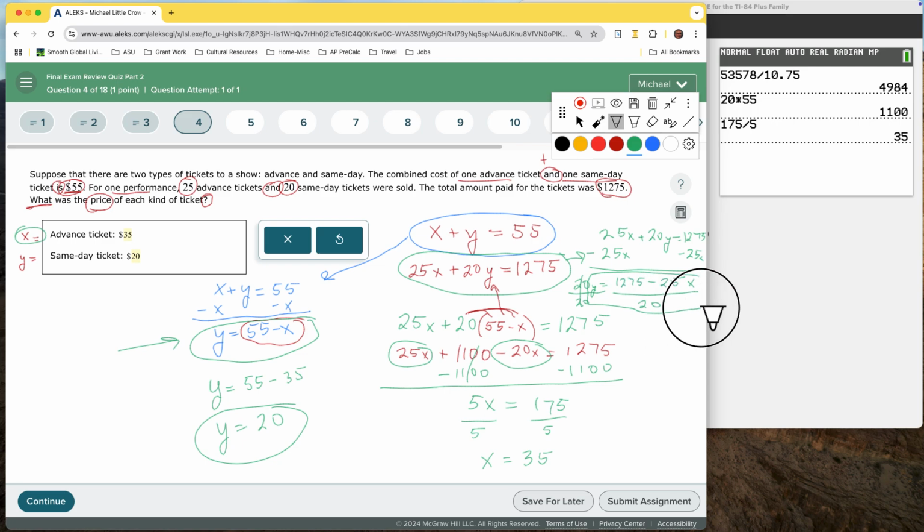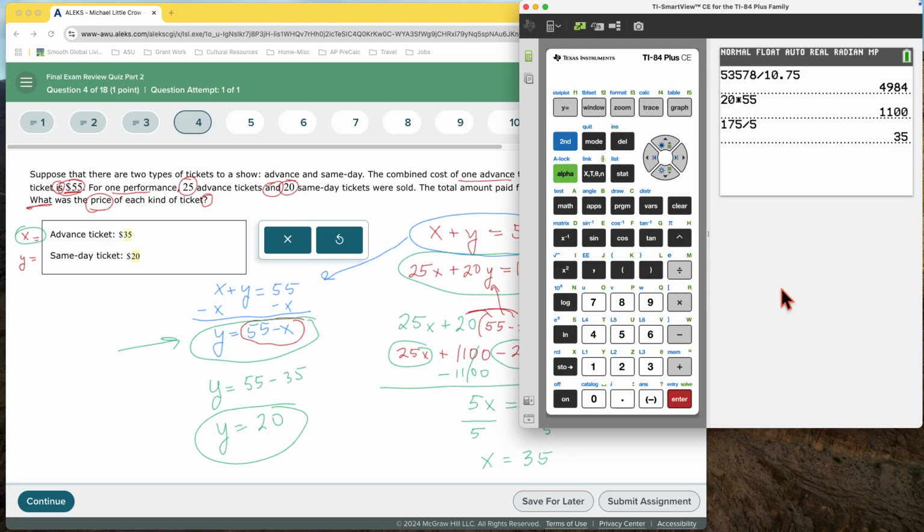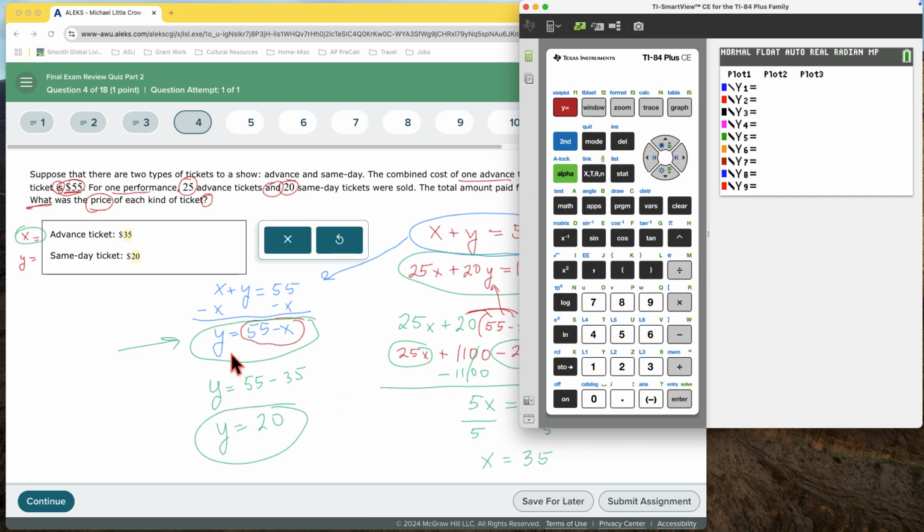I just need to be able to put it in my calculator, so I'm not going to simplify it any. I'm just going to leave it as is. And then I'm going to come over here and put that in my calculator. So we'll go to y equals. We'll put in y equals 55 minus x. And again, this could be a way that maybe you wanted to start with.